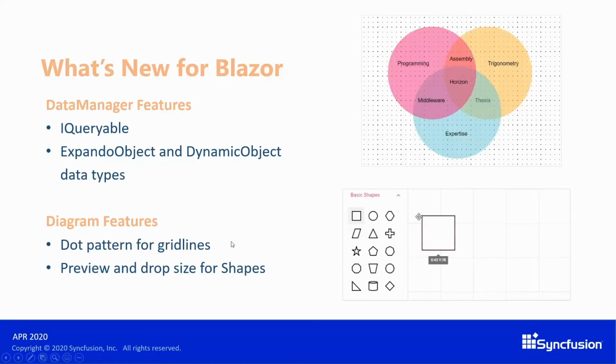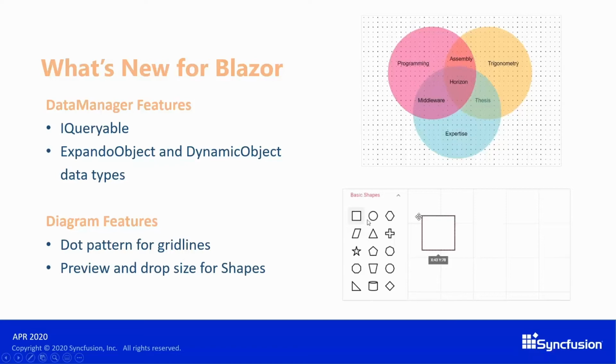And with the diagram component, a couple of new features has been introduced, which is dot pattern for the grid lines. So usually you might have noticed that there will be a grid line. I mean, the line pattern will be displayed behind the shapes. Now the dot pattern has been introduced, and with a preview and drop size for shapes, you can set different sizes to the shapes.